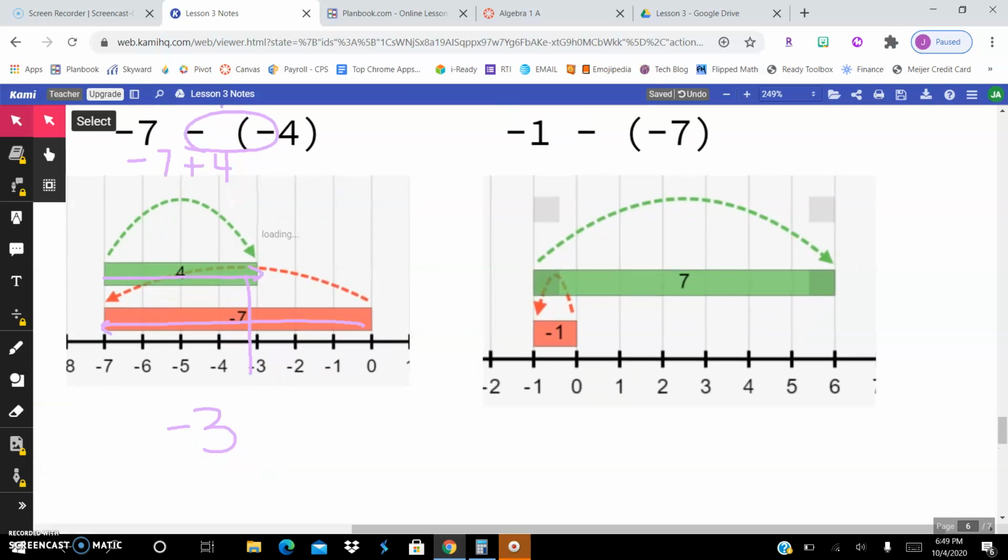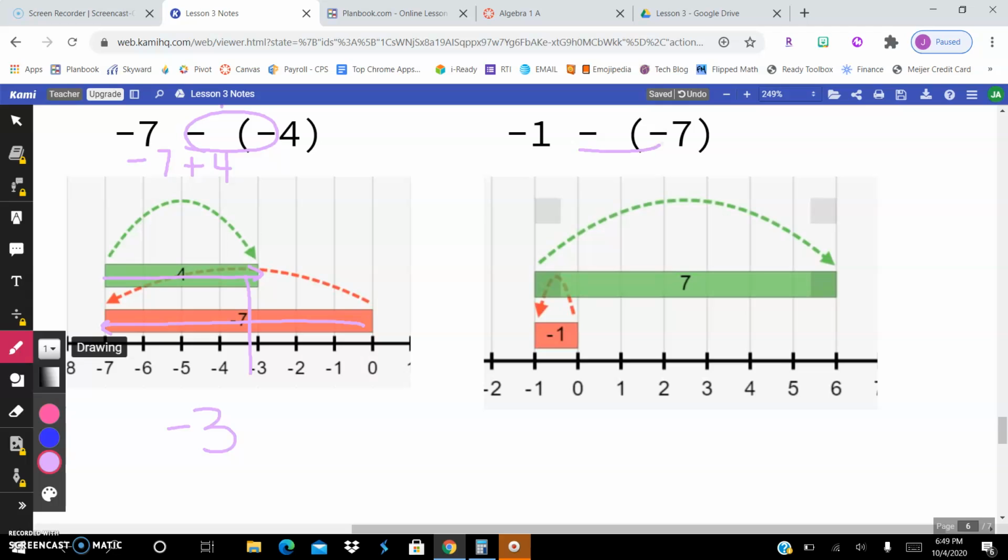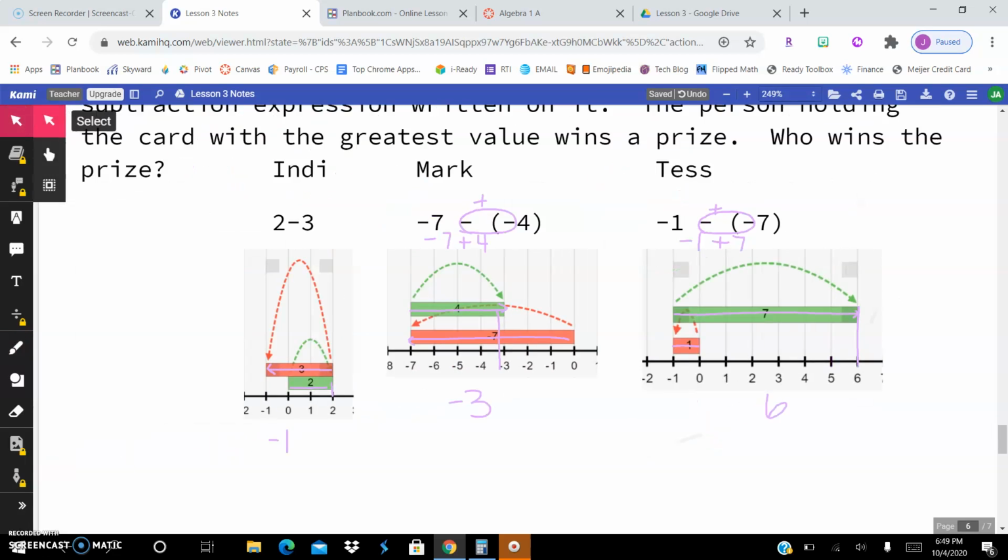And then Tess has -1 minus a -7. So there's that minus a negative again in the middle. That's going to get turned into a plus. So our new problem will look like -1 plus 7. So the -1 was our first number. So we start at 0 and go back 1. Then we have to add 7. So we're going to go to the right 7 from that point. And we end up at +6 for our final answer there.